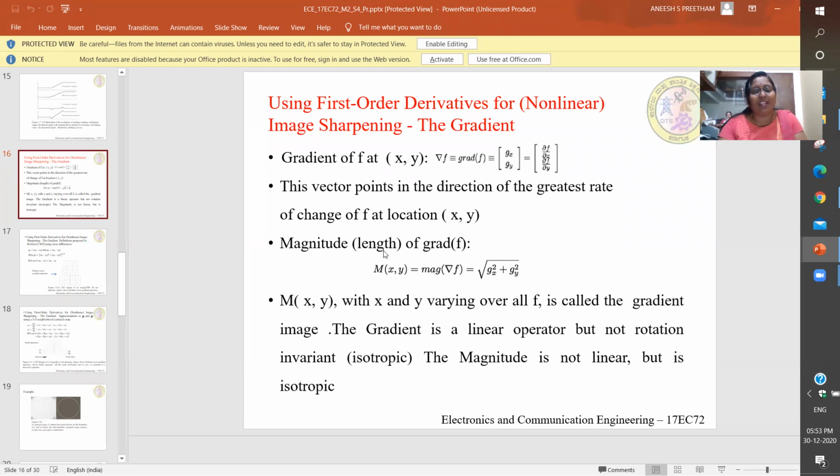The magnitude or length of grad f is given by M of x comma y is equal to magnitude of del f is equal to square root of gx square plus gy square. M of x comma y, with x comma y varying over all f, is called the gradient image. The gradient is a linear operator but not rotation invariant or isotropic. The magnitude is not linear but is isotropic.